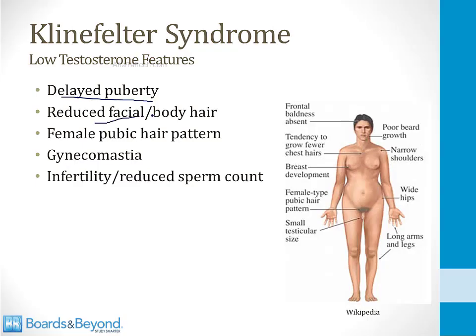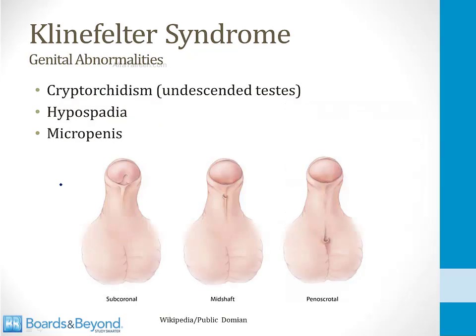These boys have reduced facial and body hair. They often have a female pubic hair pattern, as is shown in this picture on the screen here. They can develop gynecomastia, and in addition, they often have infertility and reduced sperm counts. Genital anomalies are common in boys with Klinefelter syndrome.